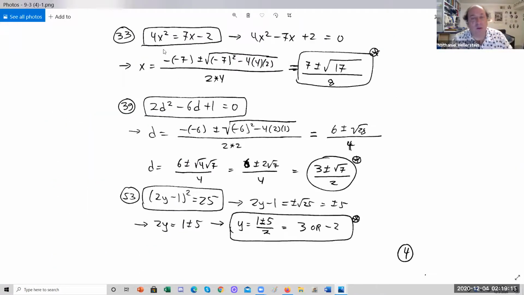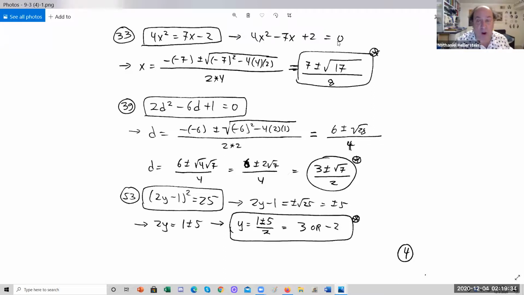Now here it's not in the right form, so you have to put it in the right form. 4x squared equals 7x minus 2. First we have to transpose the 7x and the 2. So you subtract 7x from both sides and add 2 to both sides. So you get 4x squared minus 7x plus 2 is 0.